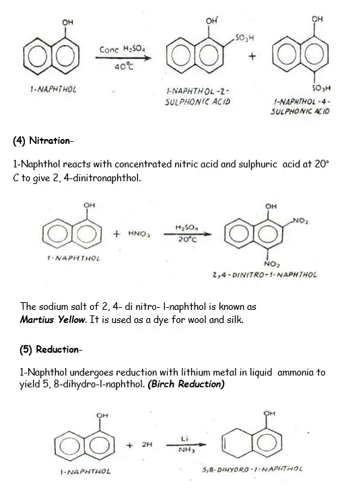Next, nitration. 1-naphthol reacts with concentrated nitric acid and sulfuric acid at 20 degrees centigrade to give 2,4-dinitro-1-naphthol. The sodium salt of 2,4-dinitro-1-naphthol is known as Martius yellow, and it is used as a dye for wool and silk. Reduction. 1-naphthol undergoes reduction with lithium metal in liquid ammonia to yield 5,8-dihydro-1-naphthol. It is also known as the Birch reduction process.